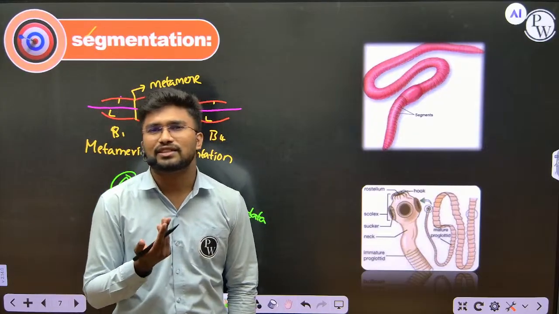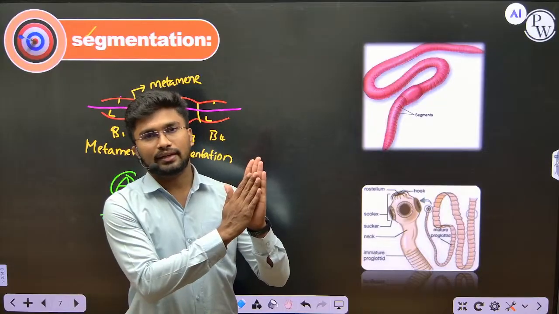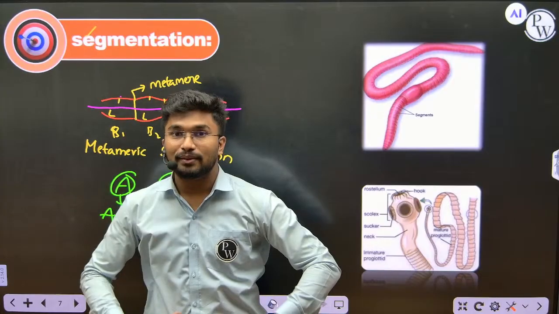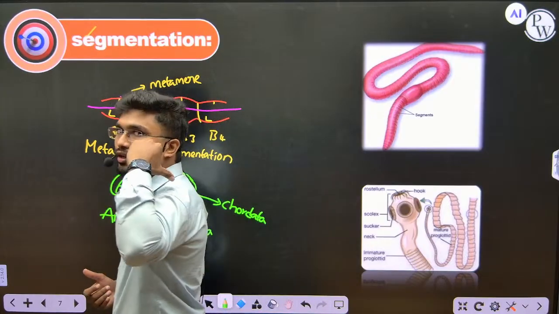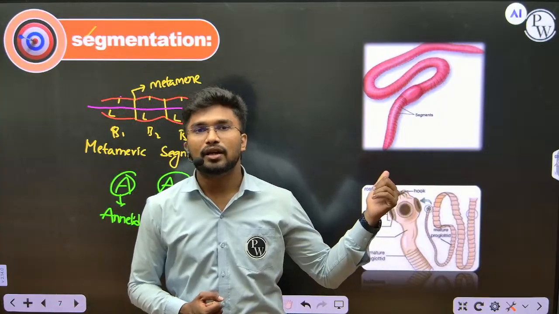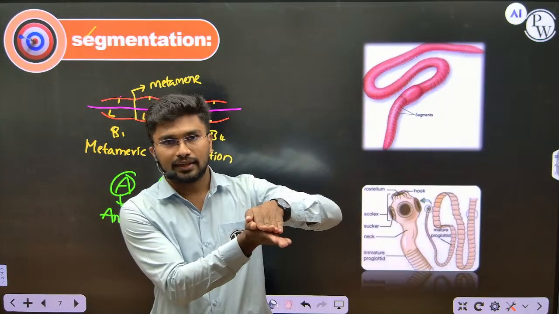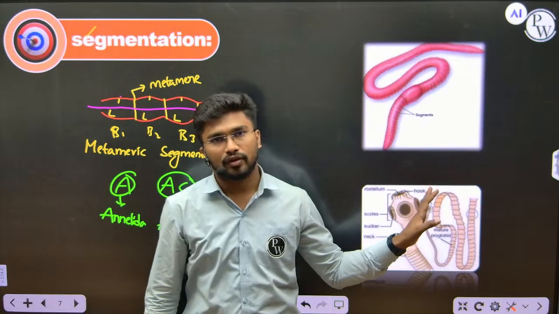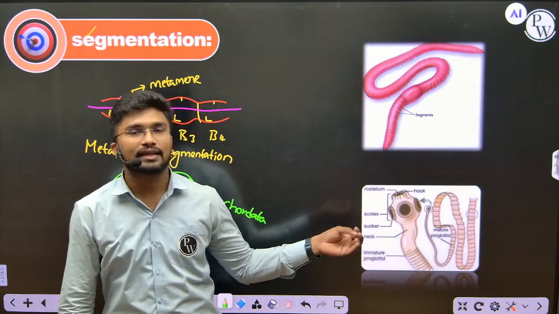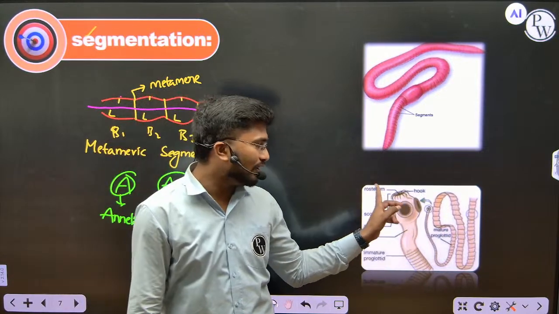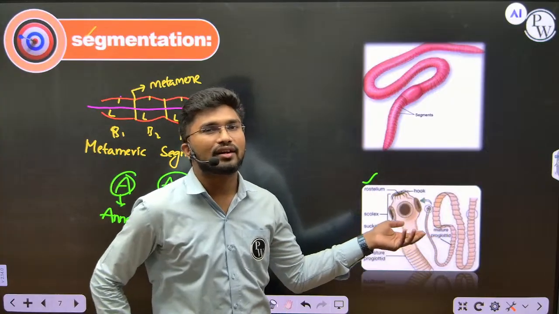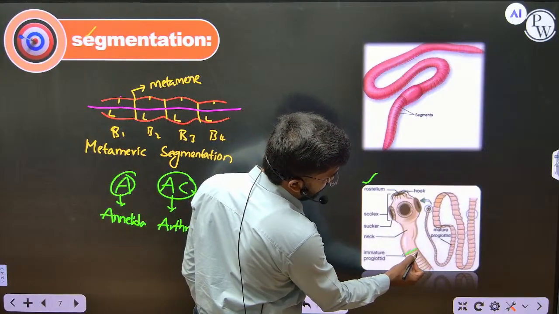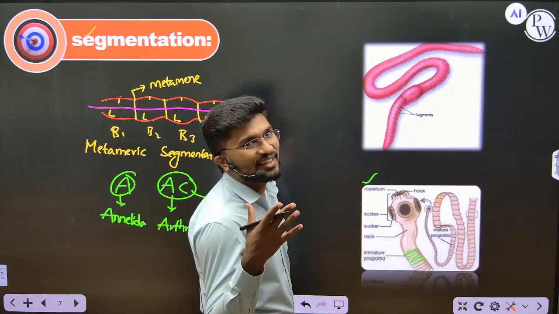Why am I calling them flatworms? Because if you notice the body, this is the anterior part and this is the posterior part, this is ventral and this is dorsal. In this animal, dorsally as well as ventrally, the body is flat. That's why we call them flatworms. One example is Taenia solium, simply called tapeworm. In tapeworm, externally segments are there, but internally no segments are present.